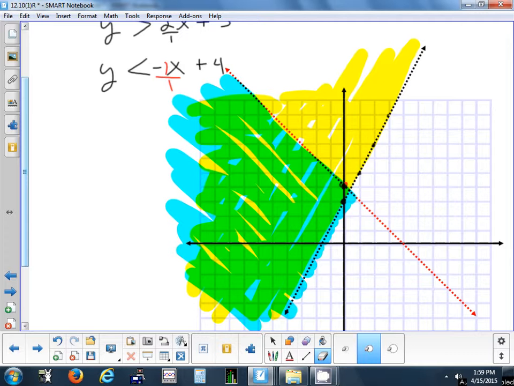Okay, so I'm showing you guys the final answer now. Now you can color that in. You go in between the two lines, guys. That's all you're gonna color. Just in between the two lines. That's the overlap.